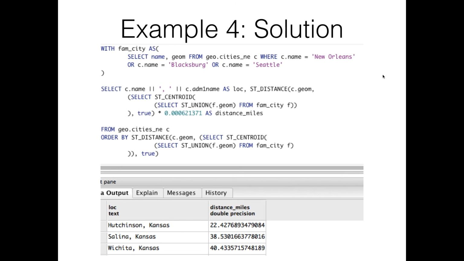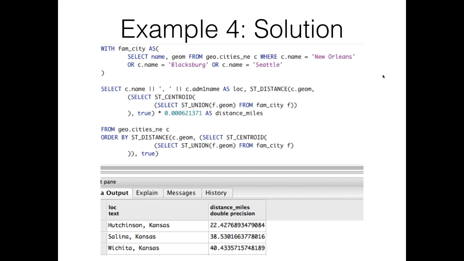From that table, we're going to work our way out. From that fam_city table, union those together. ST_Union takes a bunch of points and returns a multi-point. With that multi-point, remember we're going inside out, use the centroid function, which takes multi-points, probably multi-lines too. I'm not sure exactly what it takes, but I know it takes multi-points. And it will give us the geometry that's in the middle of those points.